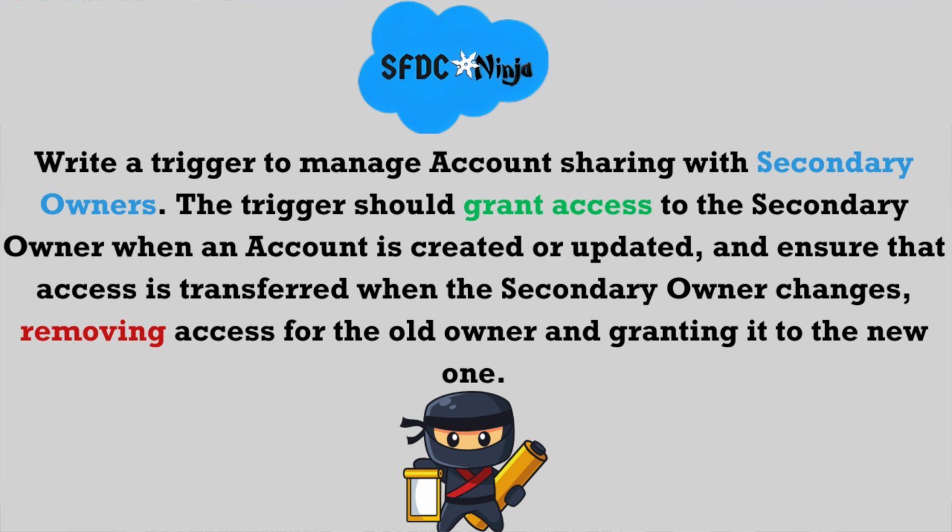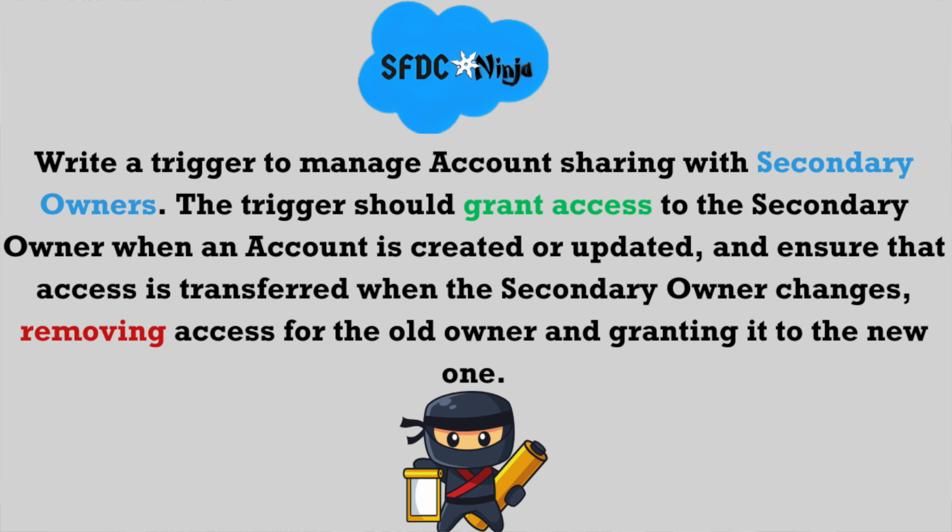In today's scenario, every time an account record is created with some user selected in the secondary owner field, we need to create a sharing record, which will share the account record with the secondary owner. And if the secondary owner field of the account record gets updated, then we need to remove the previous sharing record and create a new one with the updated secondary owner.